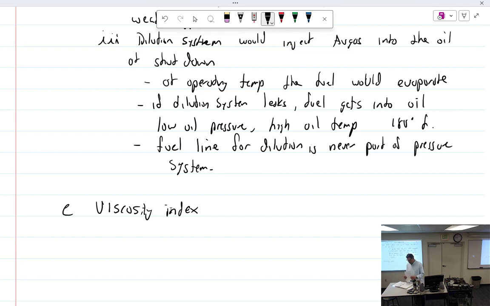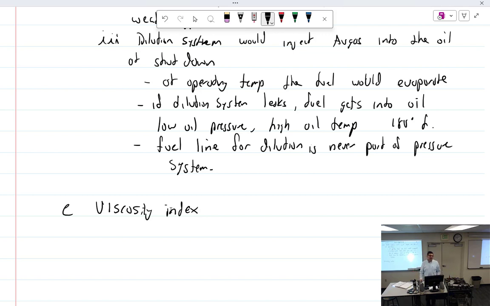All right, viscosity index. It's a little bit different than just viscosity. It's the measurement of the rate of change of an oil. So if the oil has a real high viscosity index, then the less the viscosity is going to change with temperature. So if I had a straight weight oil like 100 that had a real high viscosity index, then when it's really cold, it's going to act like 100. And when it's really hot, it's going to act like 100.